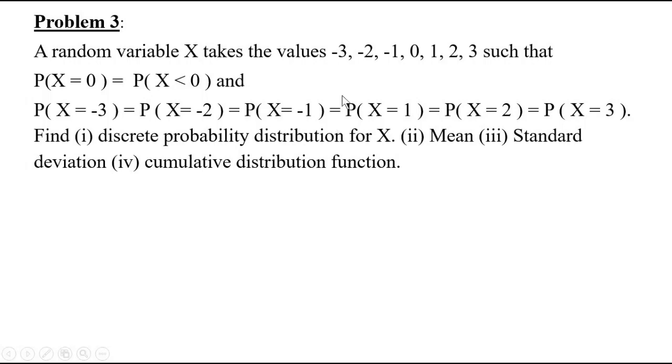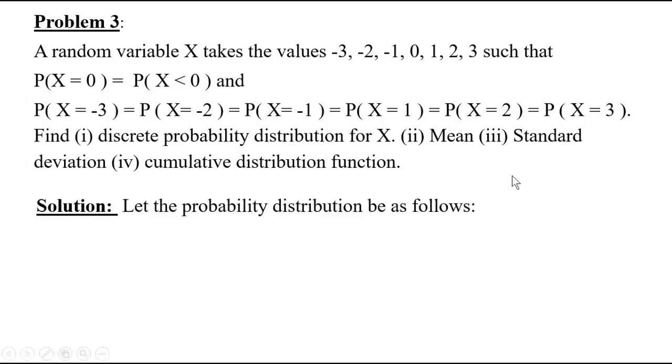function. Now from the question, it is obvious that our random variable is a discrete random variable because all these values are integer values, minus 3, minus 2, minus 1, 0, 1, 2, 3. Now you should not come under an assumption that a random variable will always be positive. It can also be negative. Okay. Now let us solve.